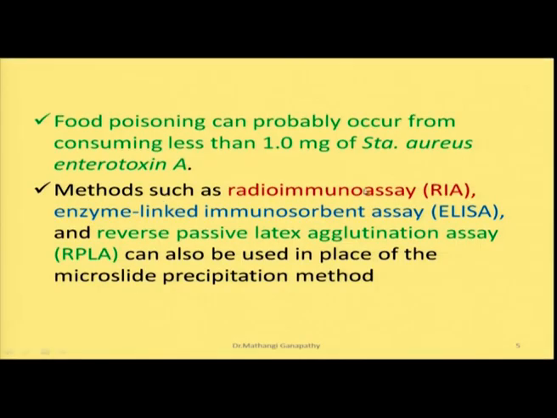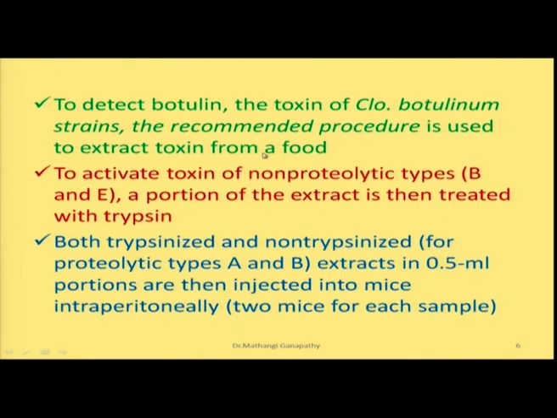We have other methods like radioimmunoassay, enzyme linked immunosorbent assay or ELISA, and the reverse passive latex agglutination assay or RPLA. These can also be used in place of microslide precipitation.